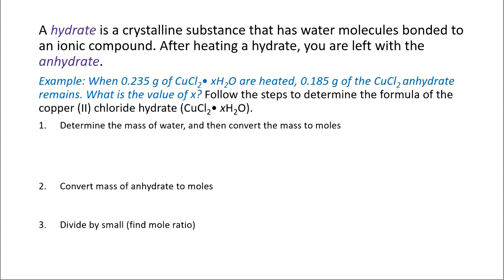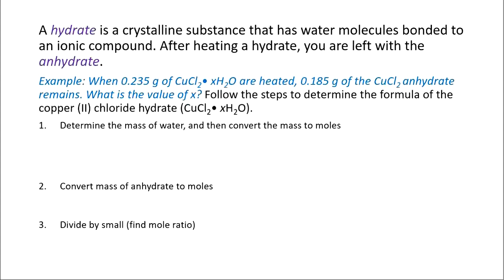When 0.235 grams of CuCl₂ hydrate, so copper(II) chloride hydrate, are heated, 0.185 grams of the copper(II) chloride anhydrate remains. What is the value of x? To determine the formula of this hydrate, you just follow these 3 steps. It's very similar to the steps of finding the empirical formula given the percent compositions. So the first step is to determine the mass of the water.